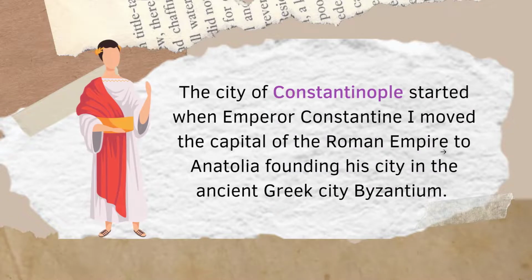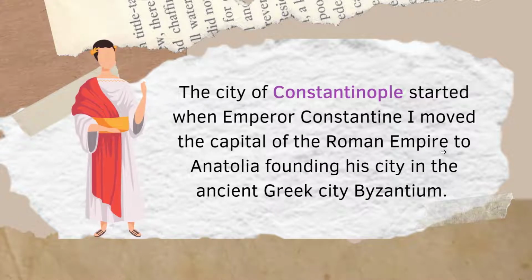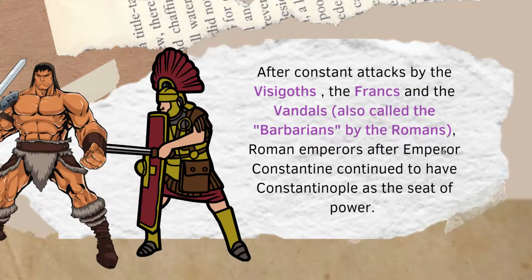The city of Constantinople was started when Emperor Constantine I took the capital of the Roman Empire to Anatolia, founding his city by his namesake in the ancient Greek city of Byzantium. So that's how Constantinople came to be. After constant attacks by the Visigoths, which were a German group, the Franks, also known as France today, and the Vandals, which the Romans called barbarians, which were also a German group, Roman emperors after Constantine continued to have the seat of power in Constantinople to avoid these constant attacks.